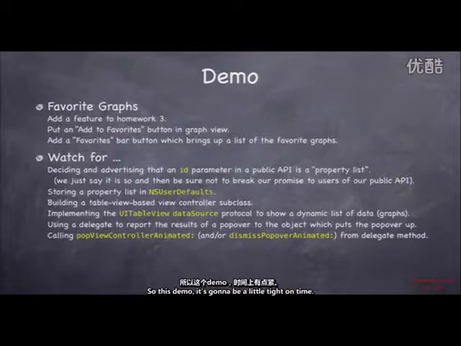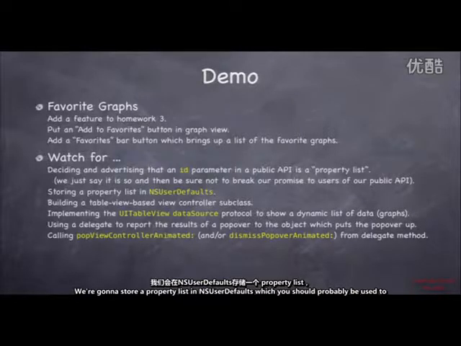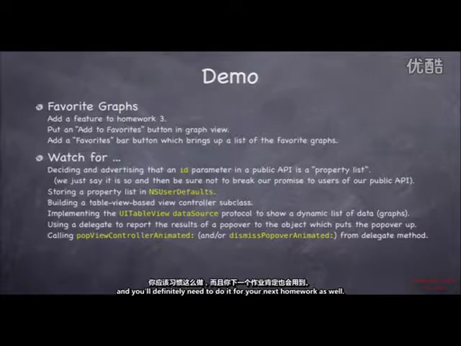This demo is going to be a little tight on time. It's the favorite graphs. I put up here what to watch for. We'll talk about the first one when we get there. We're going to store a property list in NSUserDefaults, which you should probably be used to, and you'll definitely need to do it for your next homework as well. We're going to build a UITableViewController and a custom subclass thereof. We're going to implement the data source protocol that you saw today.